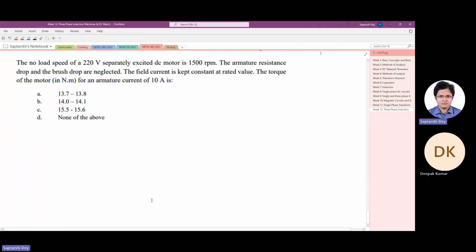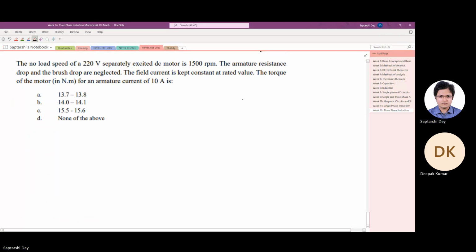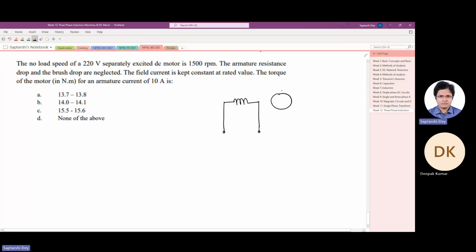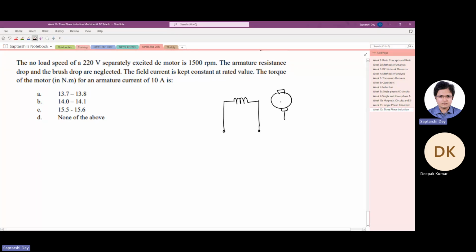The no load speed of a 220 volt separately excited DC motor. Separately excited DC motors are the easiest possible DC motors, because field and armature you can control separately. It is a field winding, which is in most cases supplied from the same supply from where the DC motor is deriving power. And this is the DC motor like this.